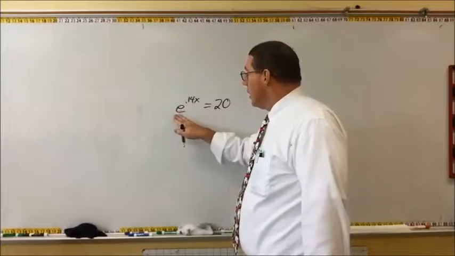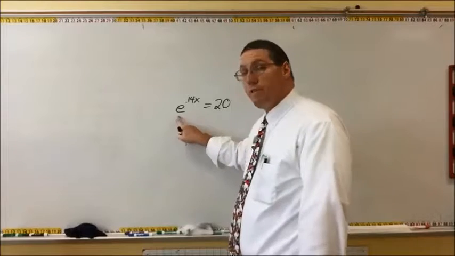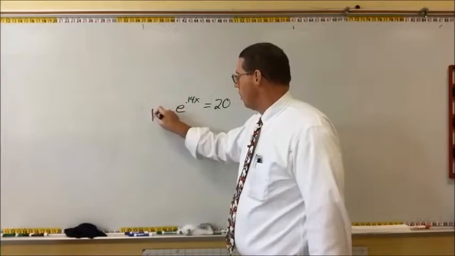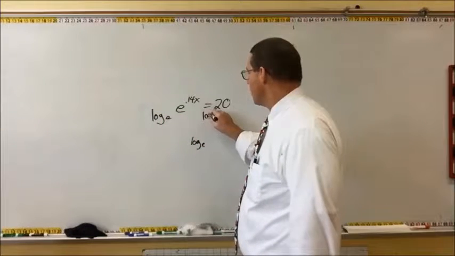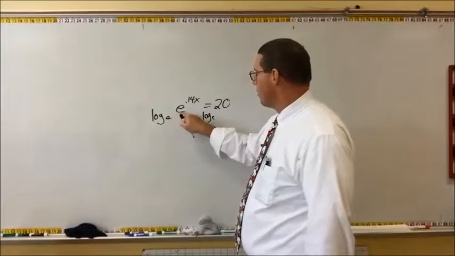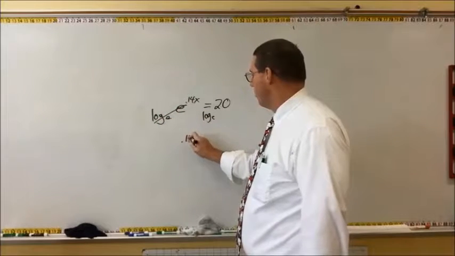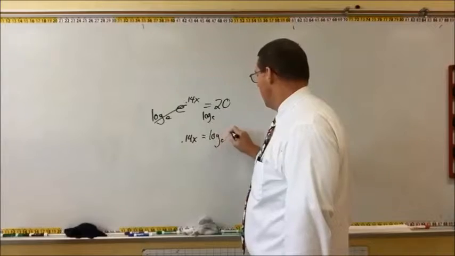Well, a base of e means log base e, right? So here I would do log, because e is just a number, right? So I would do log base e and log base e on this side to be able to cancel the e, correct? So log base e here would cancel the e, bam, and bring down the 0.14x equals log base e of 20.